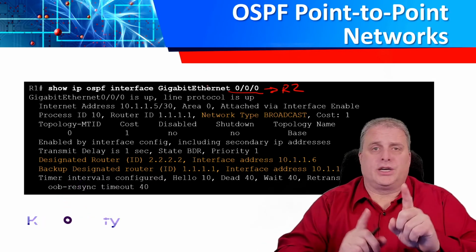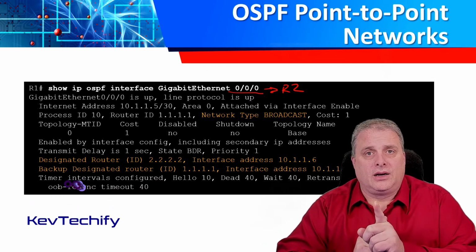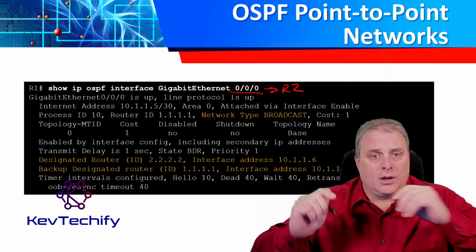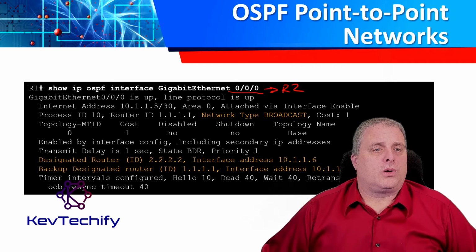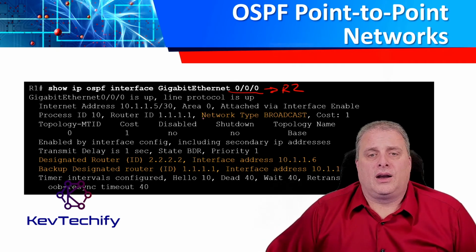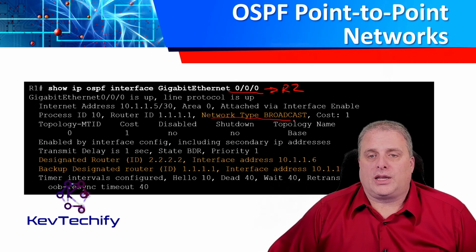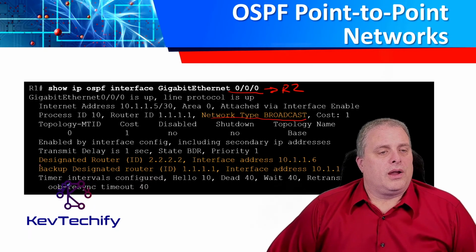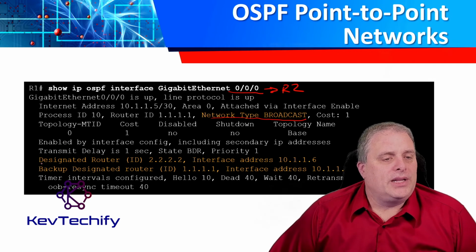It's a point-to-point connection. There's only 2 devices on there. The IP addressing will only allow 2 devices. We can see as we do this show IP OSPF command here that we do have a network type of broadcast. So we are broadcasting information. And then down here, it completed the election.